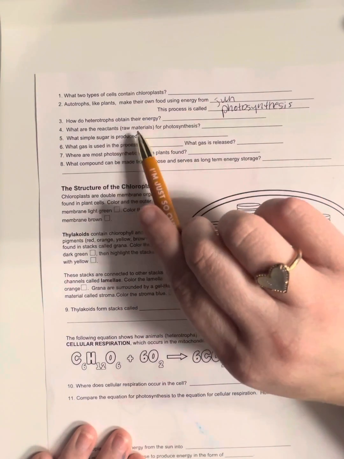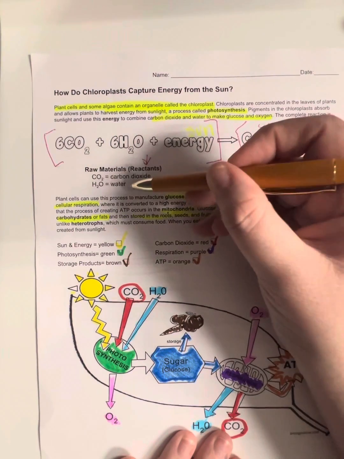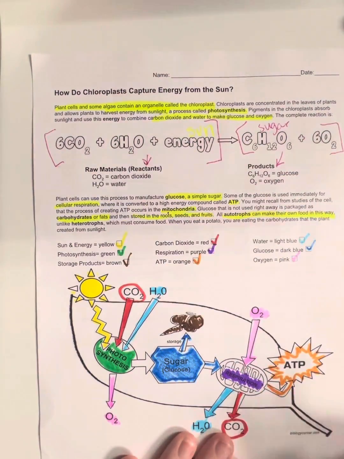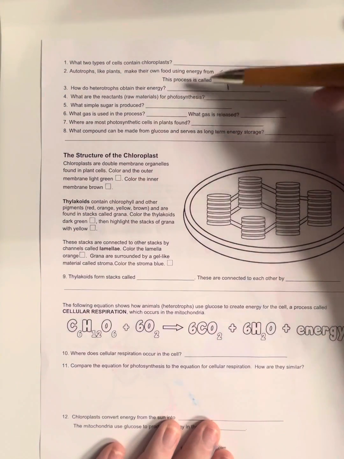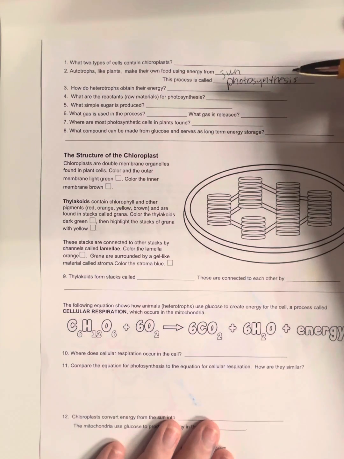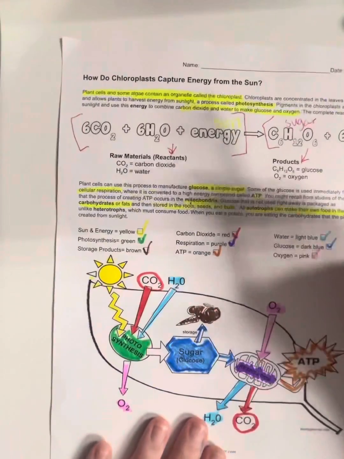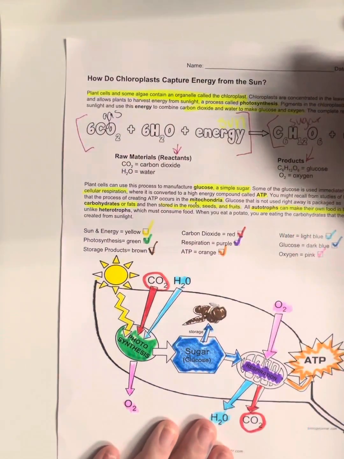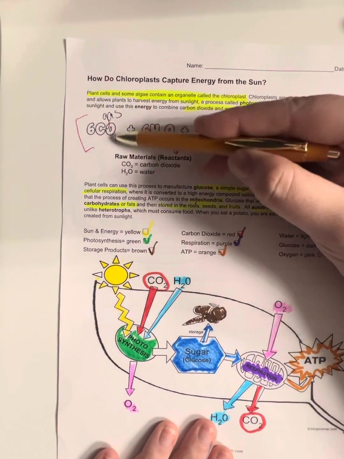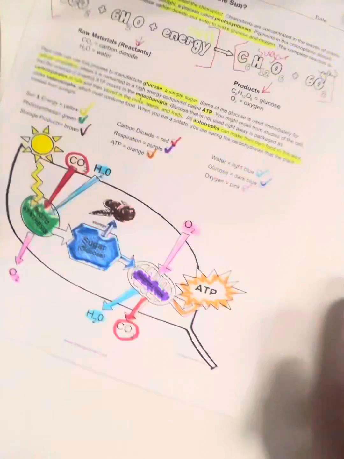What are the reactants or the raw materials for photosynthesis? So right here we have the reactants for photosynthesis. Carbon dioxide and water are the reactants or the raw materials for photosynthesis. Okay. What simple sugar is produced? Remember, glucose is what's produced. What gas is used in the process, and then which gas is released? So carbon dioxide is a gas that is used, and then oxygen is a gas that is released.